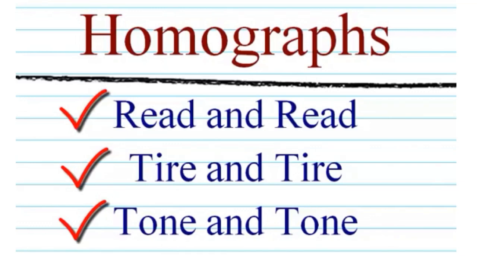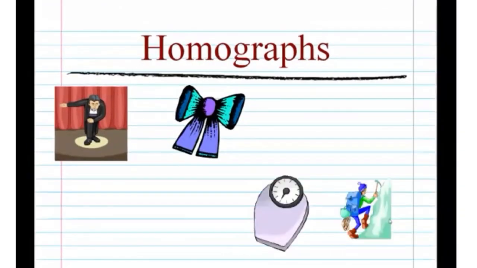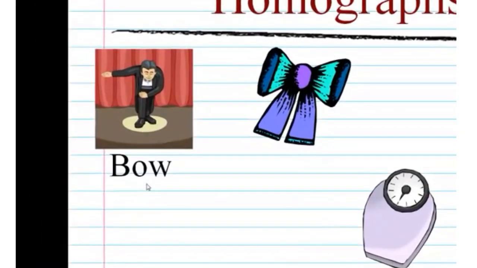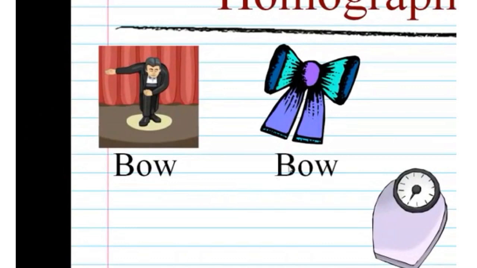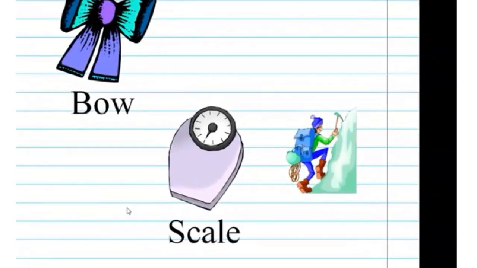So, as you can see, homographs have the same writing, but have different meanings, same spelling. All right, here are some examples. To bow and bow. Same spelling, different ways that you say it, and very different meanings. Scale and scale. Said exactly the same way, exactly the same spelling, but different meanings.